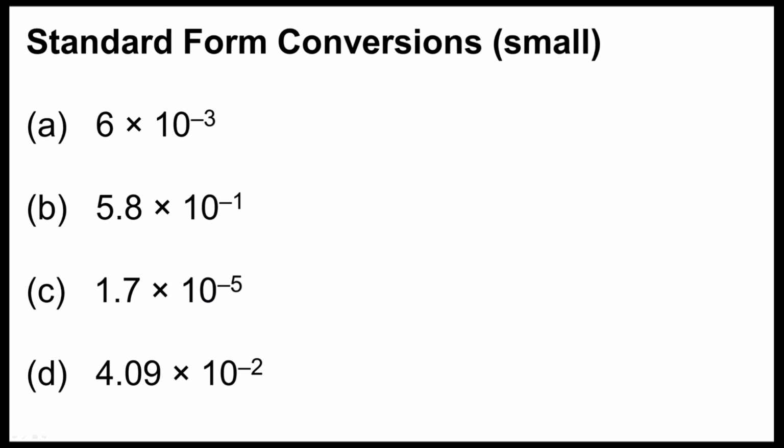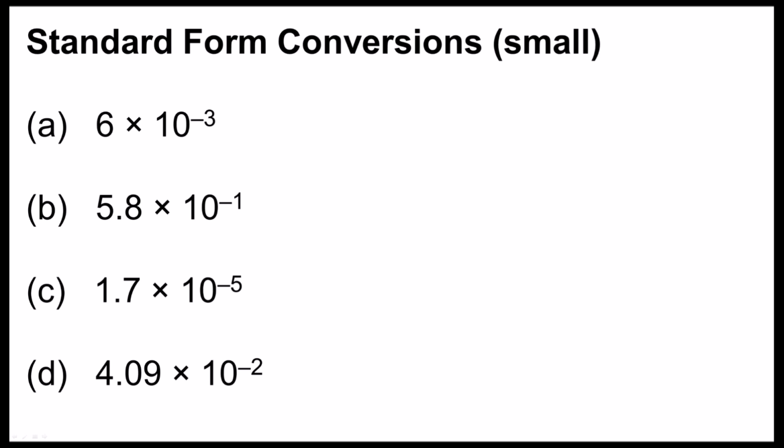Because we're looking at small numbers, all of our powers of 10 are going to be negative. This means to convert back into an ordinary number, we take the number at the front and divide it by 10 as many times as our power says. There is a trick to help us work out our answers. So, let's have a look at some examples.